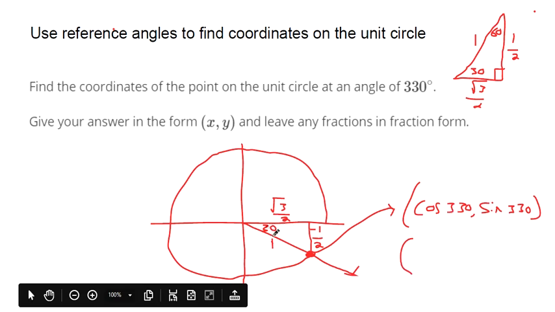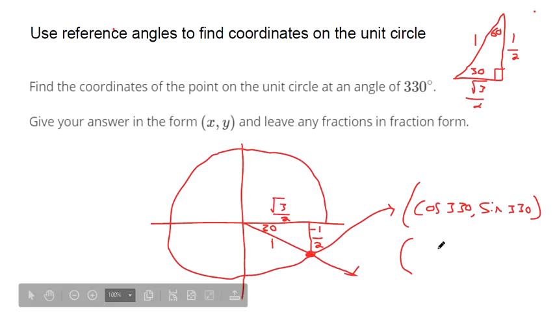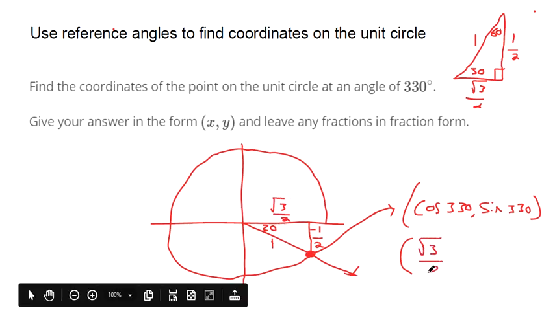Cosine of 330, we've got a right angle triangle drawn for the 330 degree angle. It's the adjacent divided by the hypotenuse. So it's square root of 3 over 2. And sine of 330, that's the opposite over the hypotenuse. So negative 1/2 divided by 1 is negative 1/2. And that's it. Those are the coordinates.